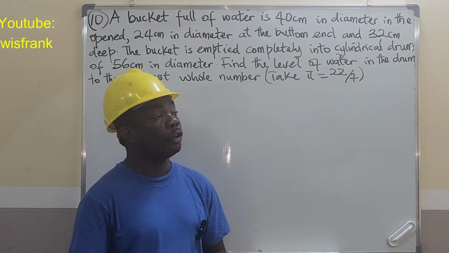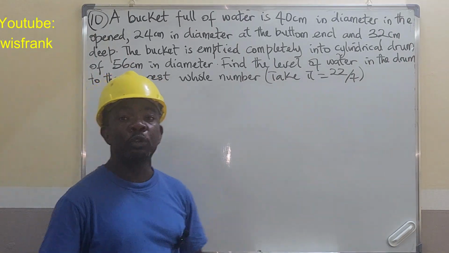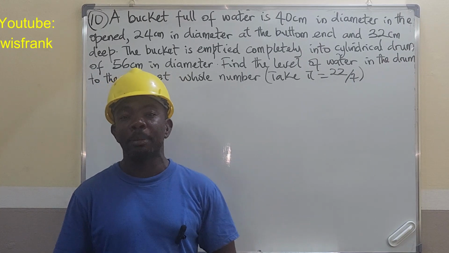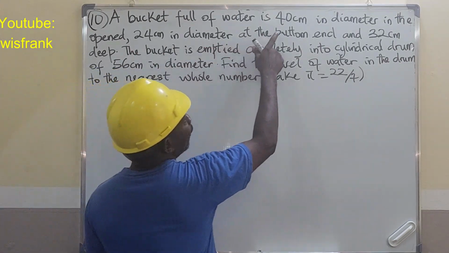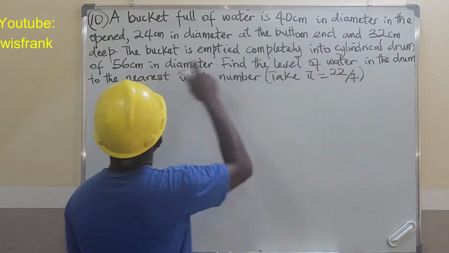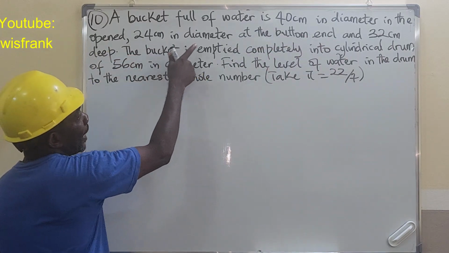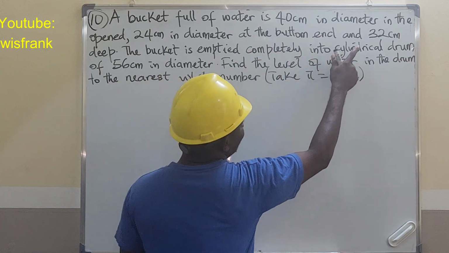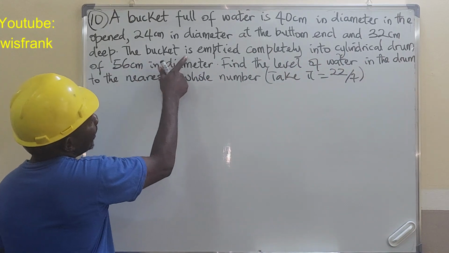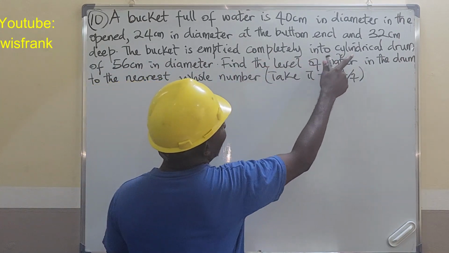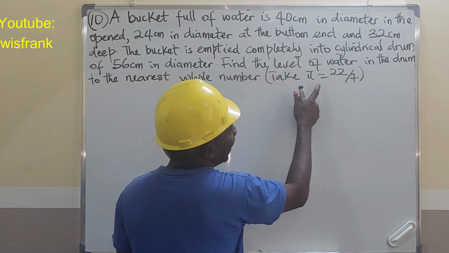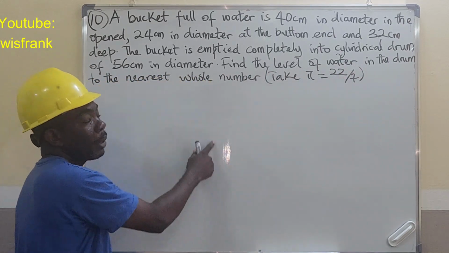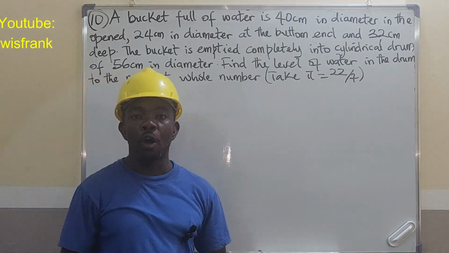Today we are looking at question number 10 from the 2023 NECO General Mathematics Theory Examination, and it says: a bucket full of water is 40 cm in diameter in the open, 24 cm in diameter at the bottom end, and 32 cm deep. The bucket is emptied completely into a cylindrical drum of 56 cm in diameter. Find the level of water in the drum to the nearest whole number. Take pi as 22 over 7.